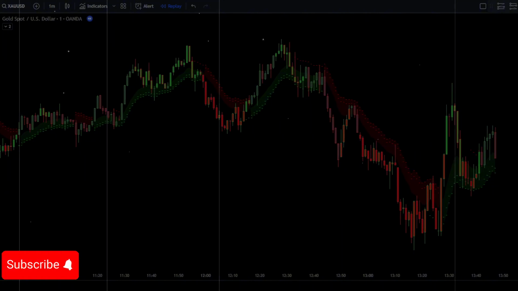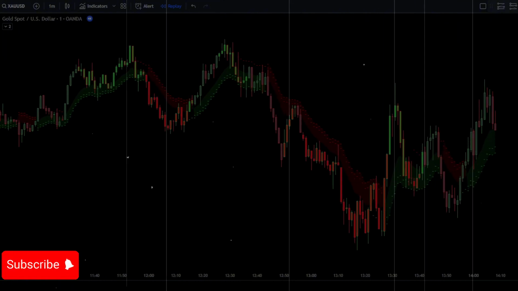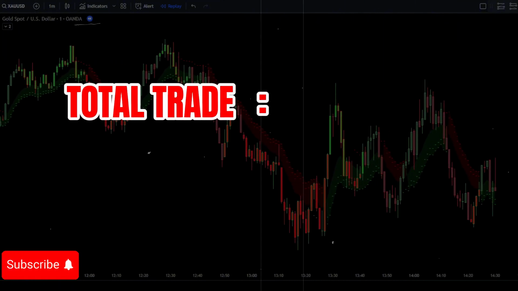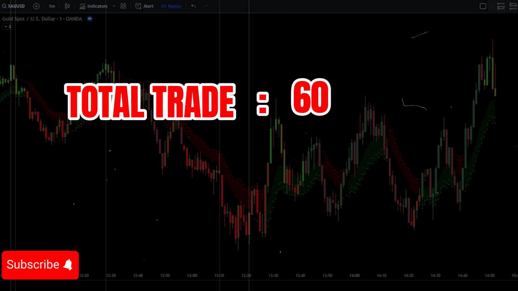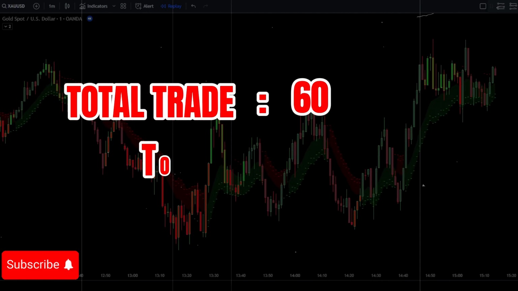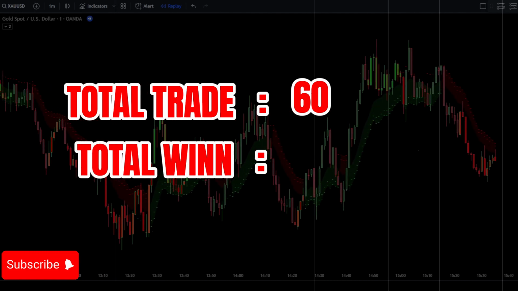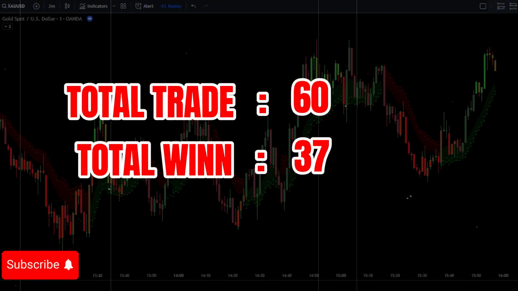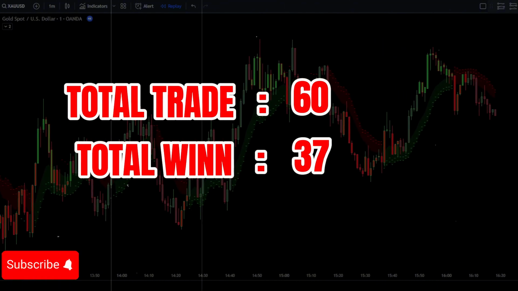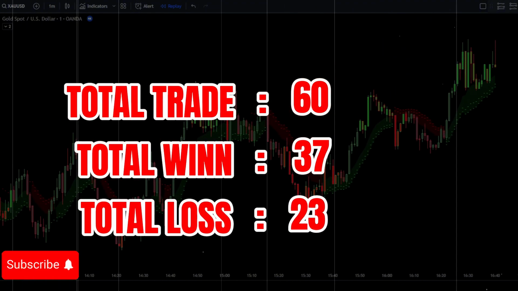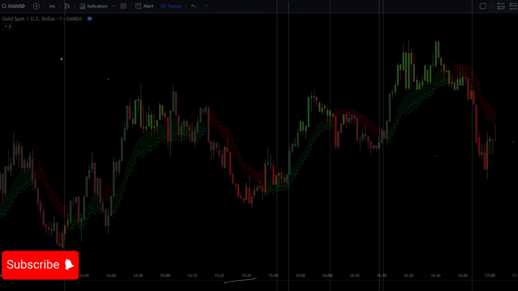Based on the backtest we have conducted, we obtained the following data. During the backtest period, we received a total of 60 entry signals. Out of the 60 total entry signals, we found that 37 entry positions reached the take profit target. Meanwhile, 23 entry positions hit the stop loss.